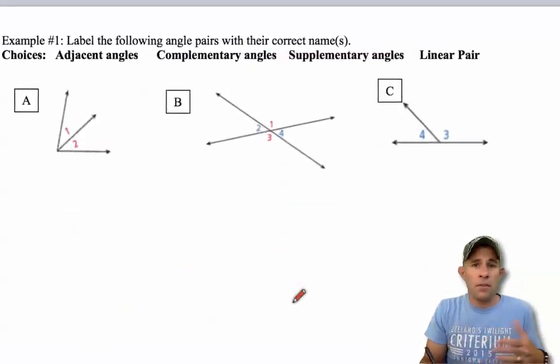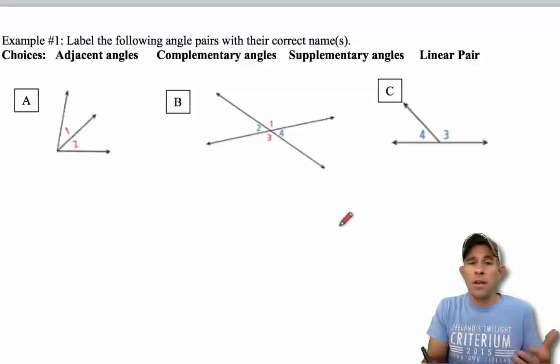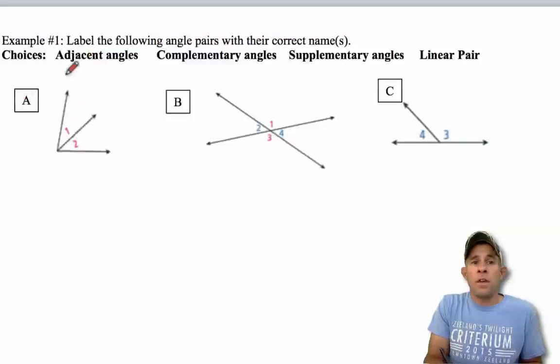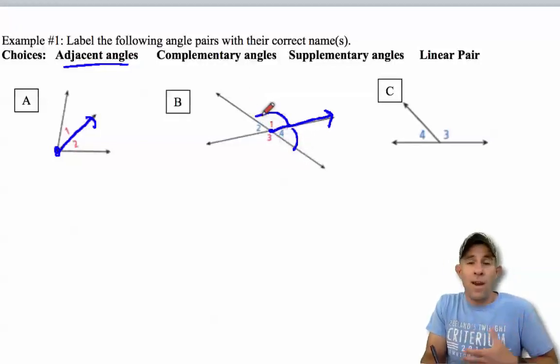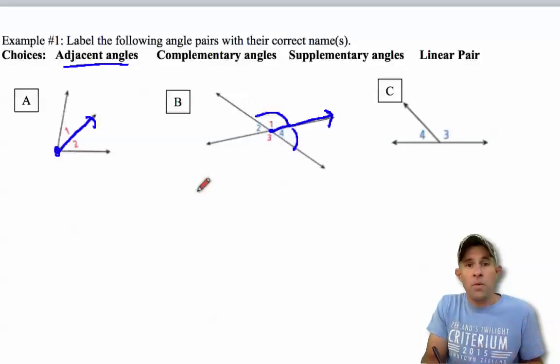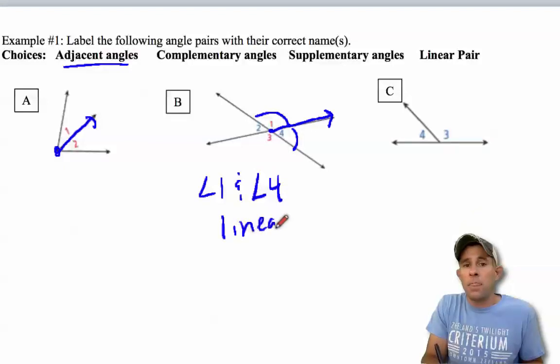All right, now that we got some of that terminology out of the way, let's see how good we are at recognizing. It says label the following angle pairs with their correct names. In A, I see angle 1 and 2 share a common ray, and therefore they must be adjacent angles. How about in letter B here? Angle 1 and 4, let's take angle 1 and 4 first. They look like they're adjacent, they share a side, but they're opposite rays here. The other two rays form opposite rays, form a straight line, and therefore angle 1 and angle 4 are also known as a linear pair.